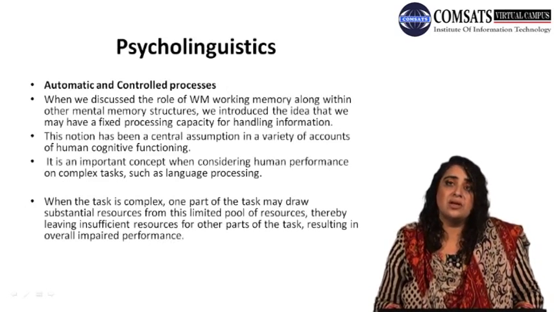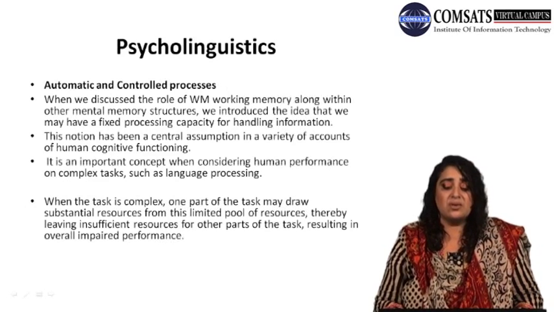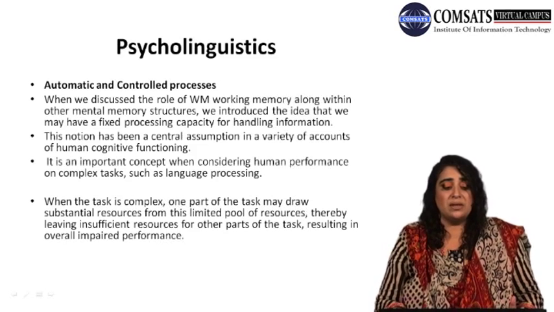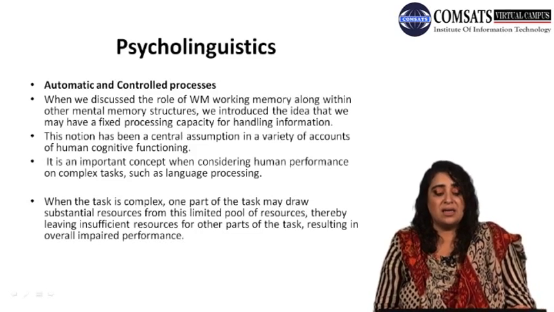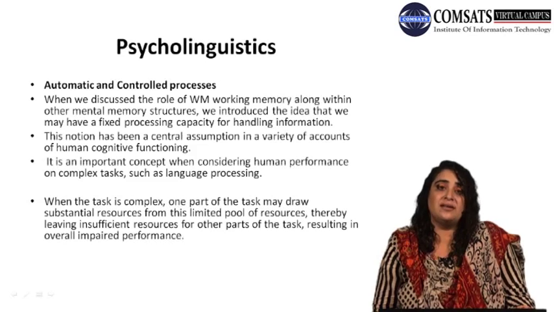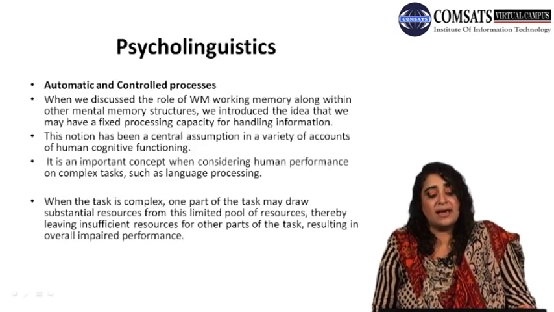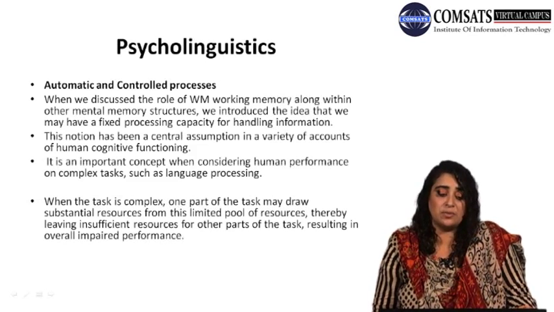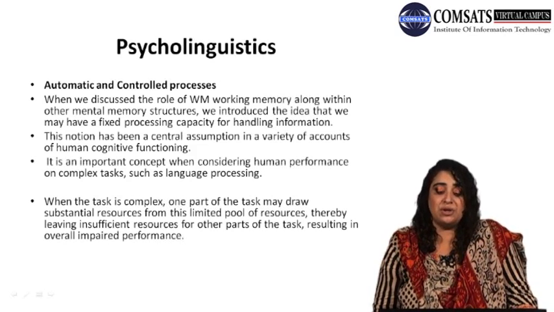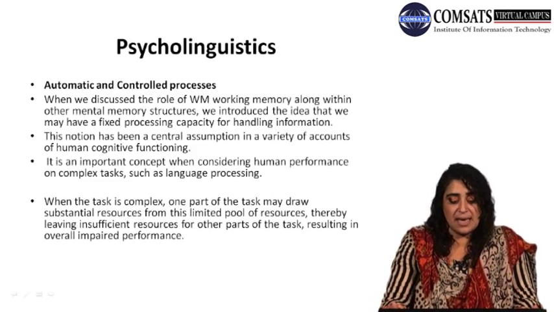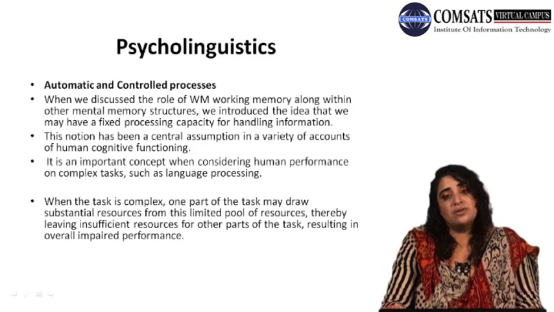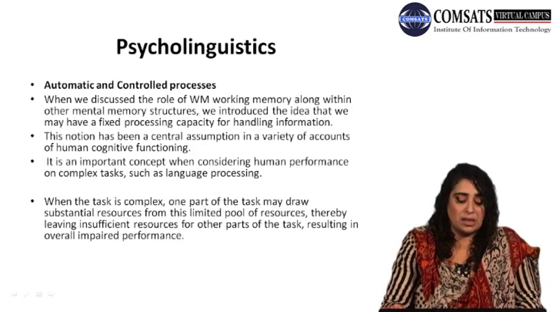Now, automatic and controlled processes. When we go on studying about automatic and controlled processes, we discuss the role of the working memory. Now, working memory along with other mental memory structures, we introduce the idea that we may have a fixed processing capacity for handling information. So, hum ye introduce karte hain ke hamara fixed processing capacity shayad hai information handle karne ke liye. This notion has been a central assumption in a variety of accounts of human cognitive functioning. It is an important concept when considering human performance on complex tasks such as language processing. So language processing is considered to be a complex task, and how humans would perform in processing a language.